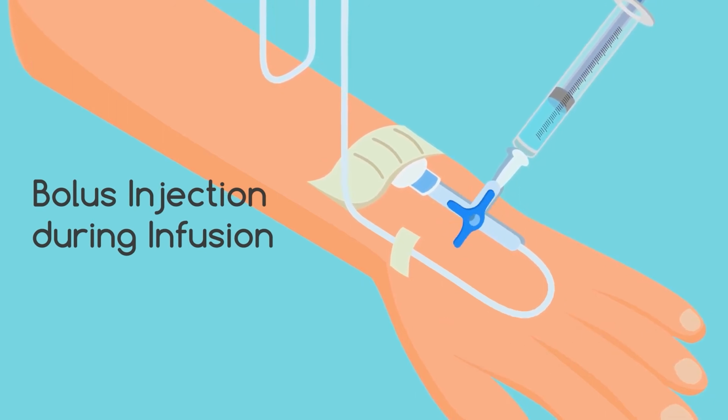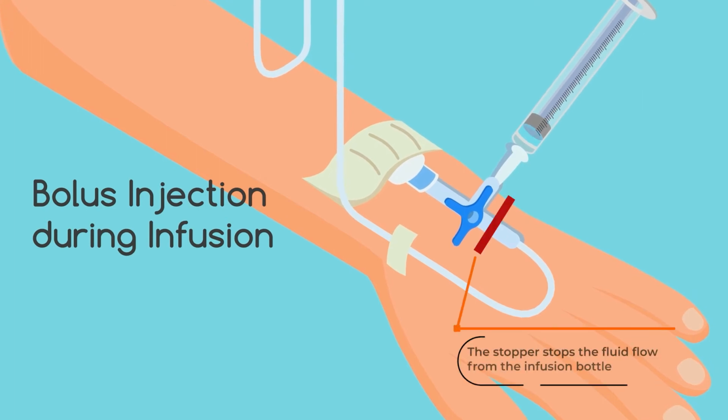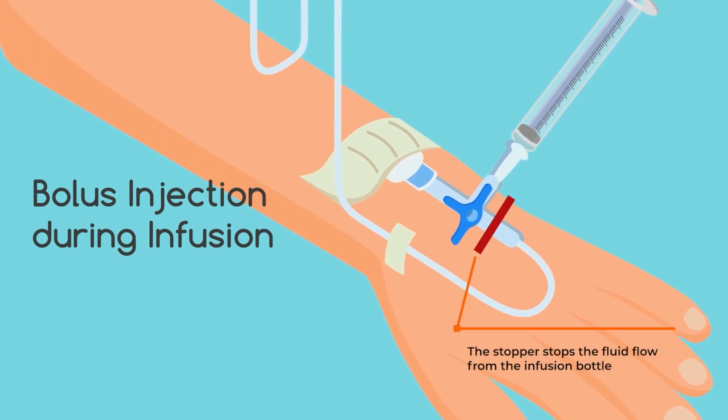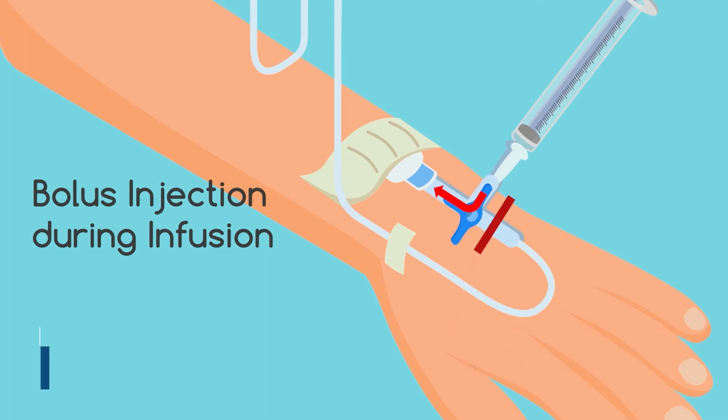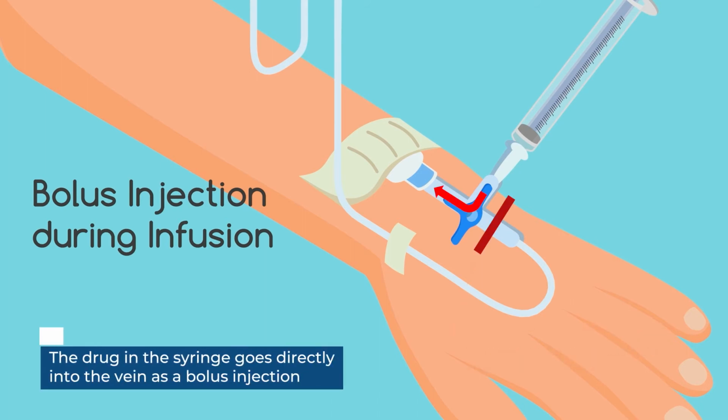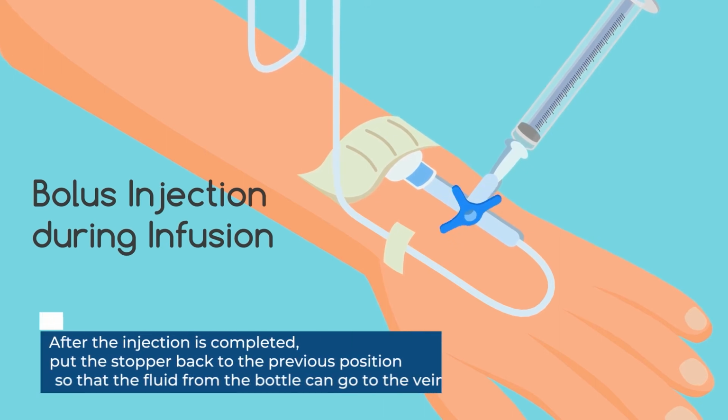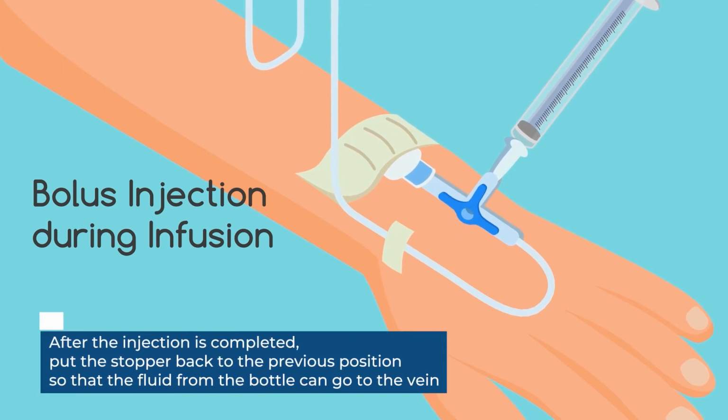Therefore, if we direct the stopper or blunt part downward, or facing the finger, it will stop the fluid flow from the infusion bottle. This will let the drug in the syringe go directly into the vein as a bolus injection. Please make sure you do it correctly, because if you do it the other way around, the drug will go to the infusion bottle.